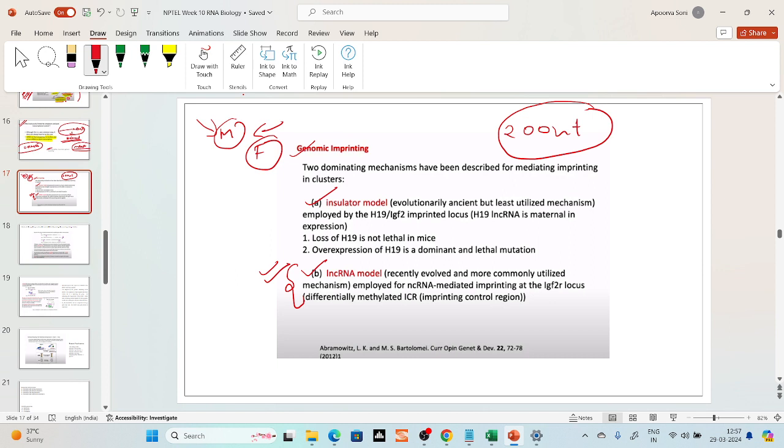So what happens? It is employed for non-coding RNA mediated imprinting at the IGF2R locus. You have to remember this locus, the IGF2R locus. Okay, so basically, the gist of this slide is that there are two methods of genomic imprinting, and the lncRNA model is the one which involves non-coding RNAs, which is our interest right now.